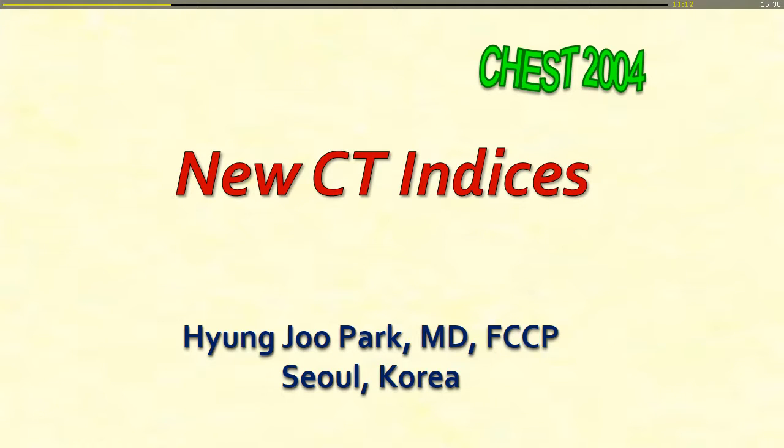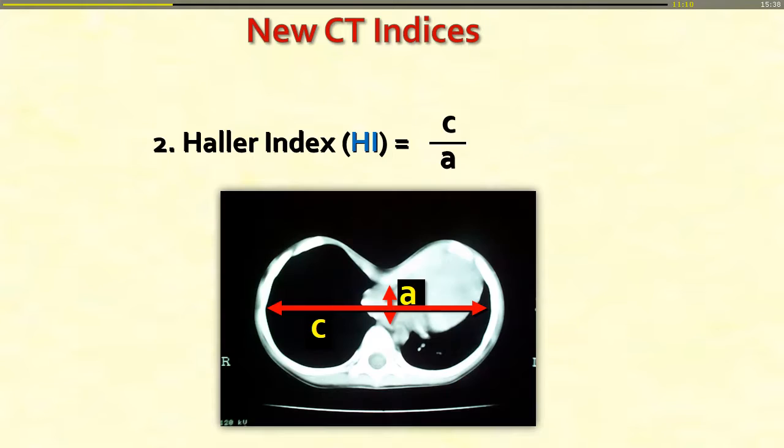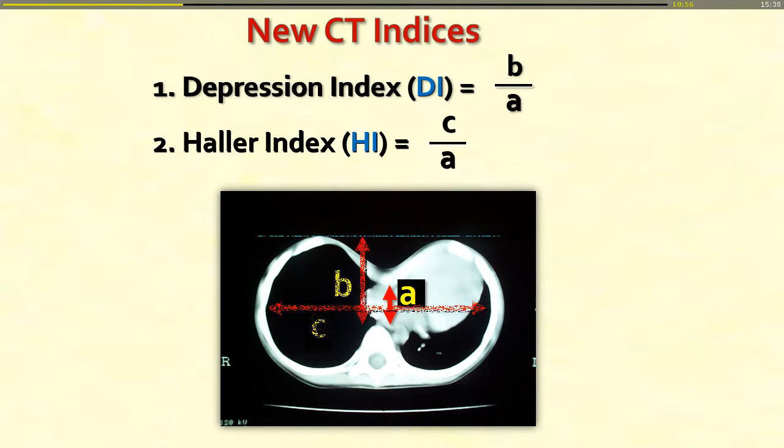And the new CT indexes were presented at the CHEST meeting. As we all know, this is a very famous index. Everybody uses this one, the Heller index. This is the ratio between the transverse diameter and the vertical. But I devised a new index, which is the depression index. This came out in 2000, but was not published in a paper, just in the abstract book.